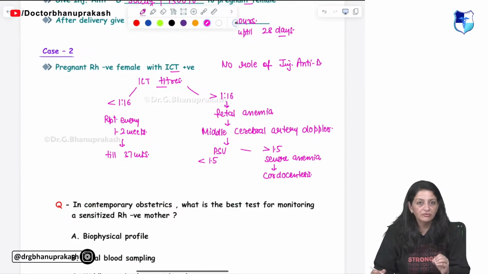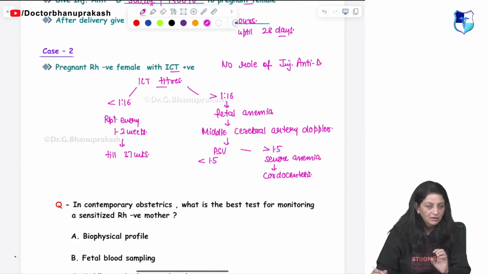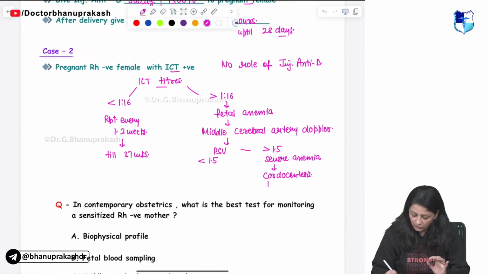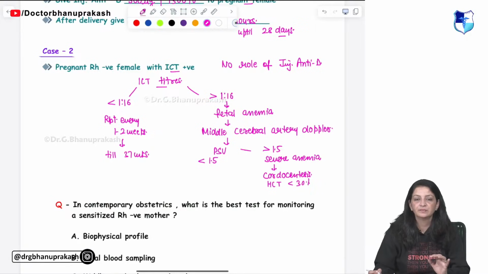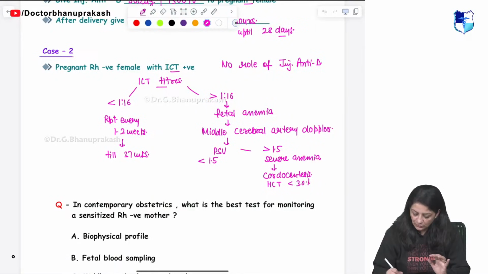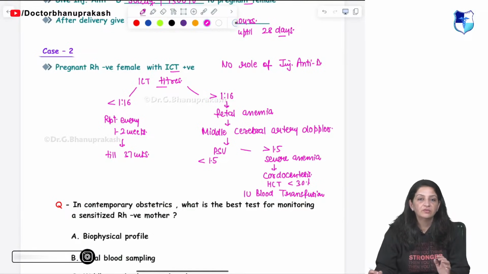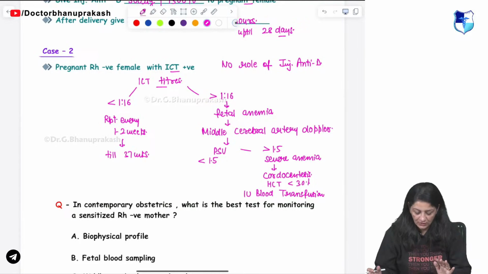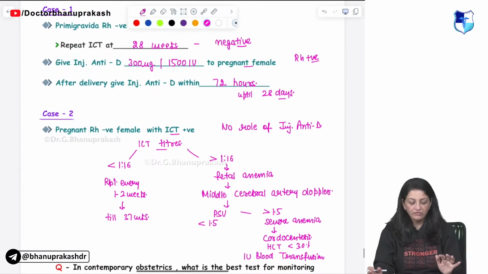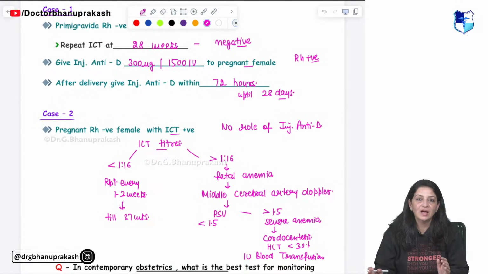Take the sample from the fetal umbilical cord and check the hematocrit. If the hematocrit is less than 30%, then the next step is to give intrauterine blood transfusion, up till 35 weeks of pregnancy. So this is the treatment in case of an Rh negative female with ICT positive.